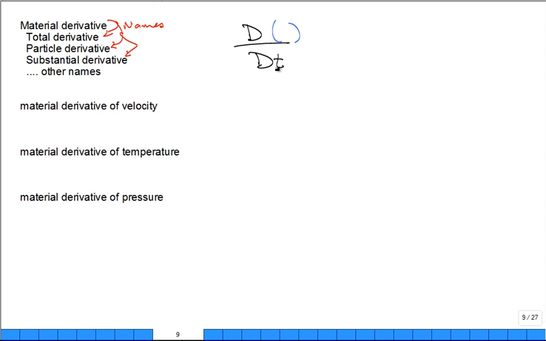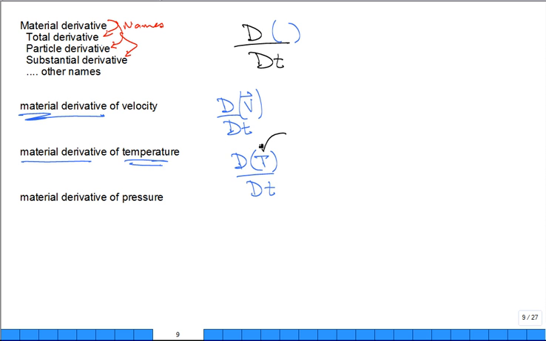What can you deal with? Well, you could take the material derivative of a velocity. We just showed that. You could take the material derivative of temperature. What is a temperature field? A scalar field. What is velocity? It's a vector field. And you could also take the material derivative of pressure, and pressure is a scalar field.